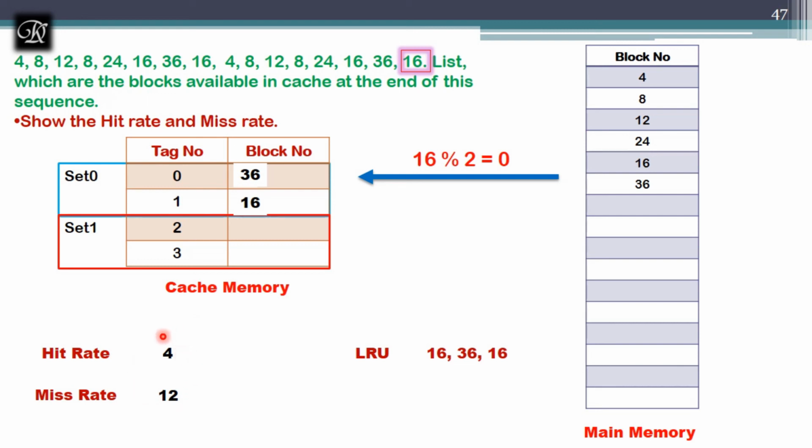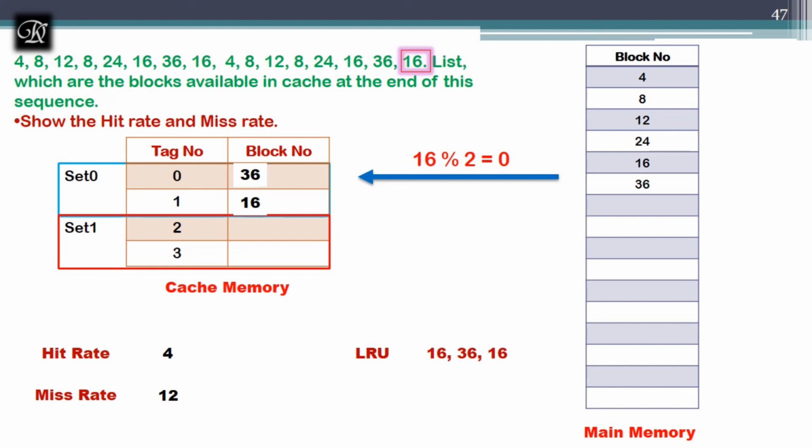But the result, if I compare associative mapping and set associative mapping: the number of hits in set associative mapping is 4 and in associative mapping is also 4. The number of misses in set associative mapping is 12 and in associative mapping is also 12. So by making use of set associative mapping, we can achieve somewhat the performance of associative mapping. With these sequences, we got a hit rate and miss rate equal to associative mapping.